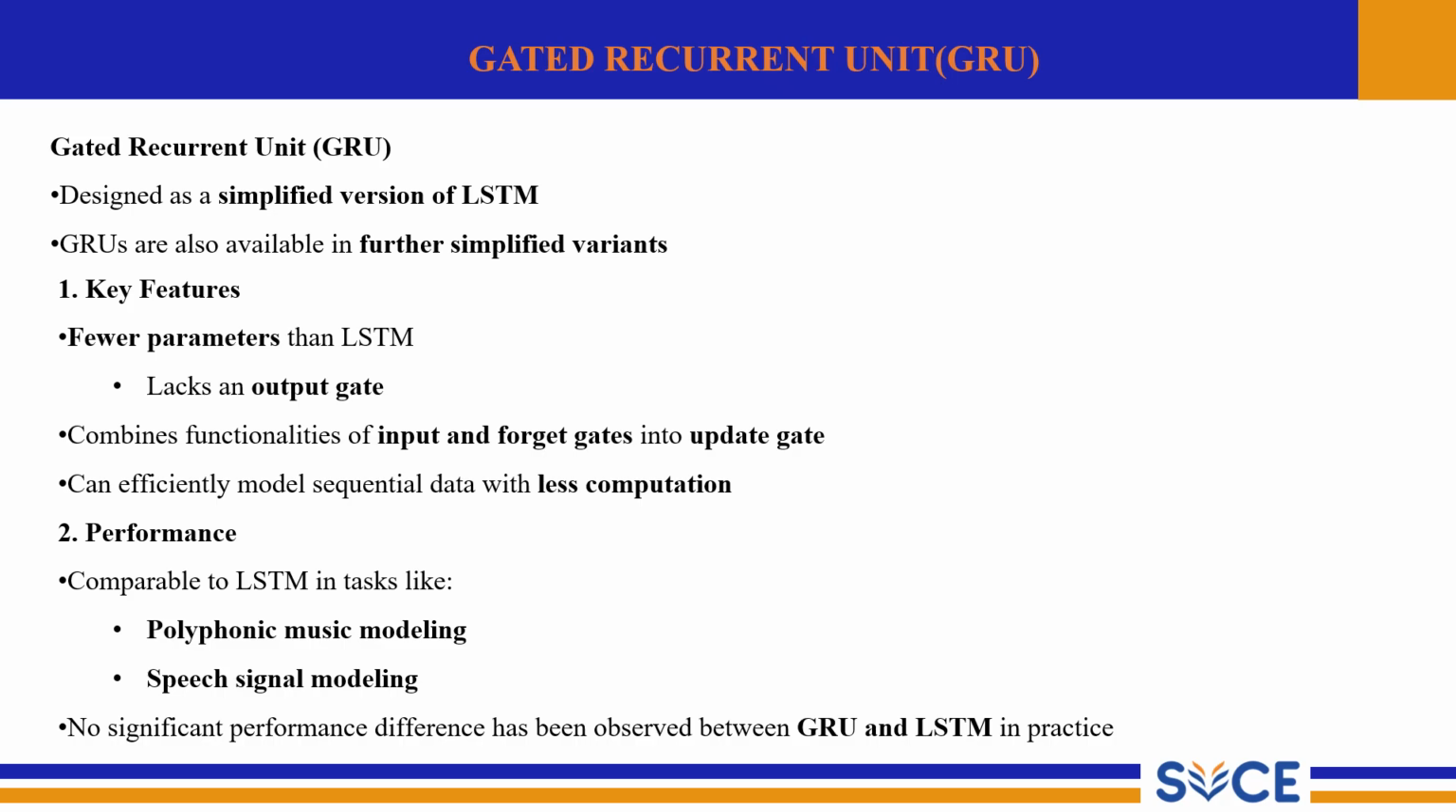So, fewer parameters than LSTM. One of the biggest advantages is that it has fewer parameters than LSTM. So it makes it faster to train, less computationally expensive and more efficient in resource-limited environments. Because of its simpler architecture, GRU is often preferred when computational efficiency is important.